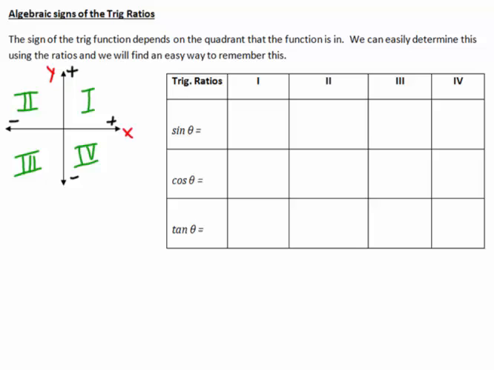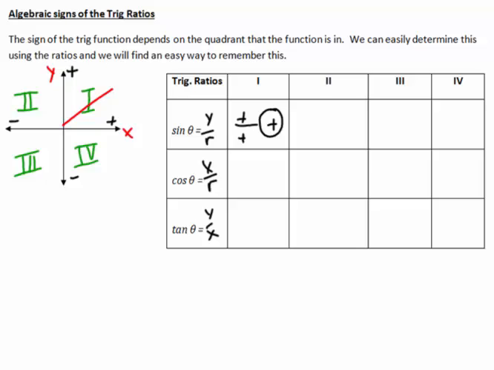So in quadrant 1, if we had a terminal arm in quadrant 1, what we have to remember is that sine of theta is y over r, and cos of theta is x over r. And remember, the tan of theta can be written as y over x. This is why it's important to know which quadrant we're in. If we're looking at the sine of an angle in quadrant 1, we'd be somewhere in here. The y value is going to be a positive number. Now remember, the radius is always positive. So a positive divided by a positive means in quadrant 1, sine is always going to be positive.